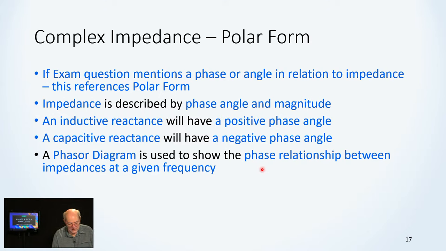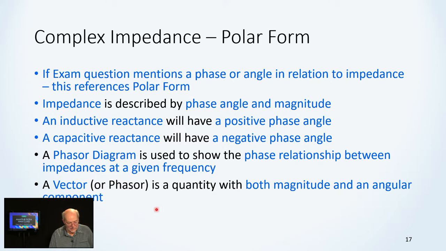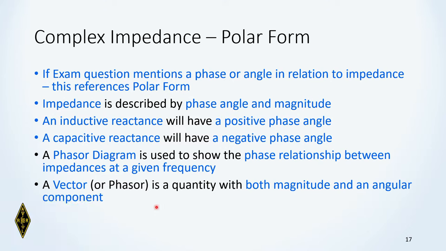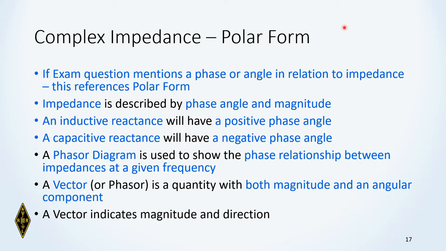Or the reactants in that case. A vector, here we're seeing the pool question in a different wording, a vector or phasor is a quantity with both magnitude and angular component. Again, these are all things that describe what's going on in the polar form, and all kinds of pool questions relate to this. But once you understand the basic concept, you're not going to be tripped by any of it, I'm sure. And a vector indicates magnitude and direction, as does a phasor.